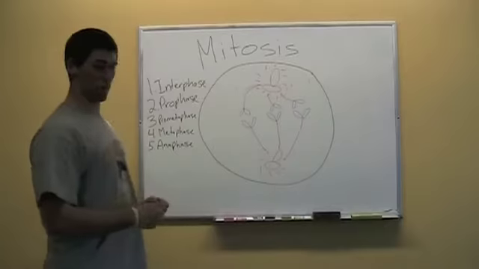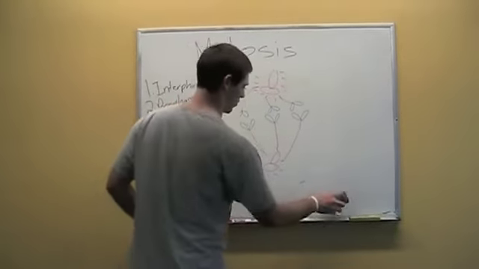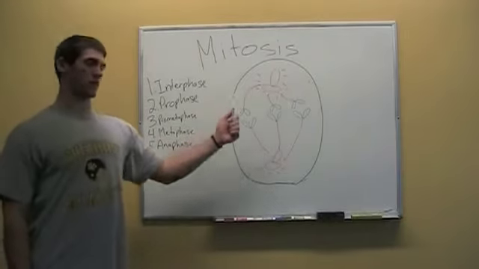Okay, the third step is anaphase. In this step, sister chromatids break apart because the centromeres that attached them before break down, and then they begin to move to opposite poles of the cell.